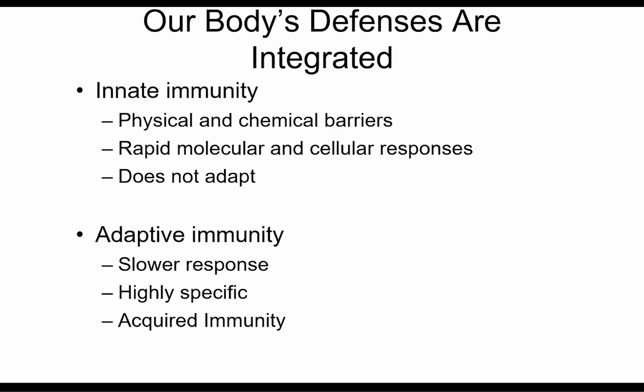But the innate response to infection doesn't change over time. These mechanisms never get better at responding to infection. That isn't the case for the adaptive immune response. Now, the innate response to infection is very rapid, and the adaptive immune system is much slower in responding to infection. But the response is much more specific and targeted to the particular pathogen that is causing the infection.